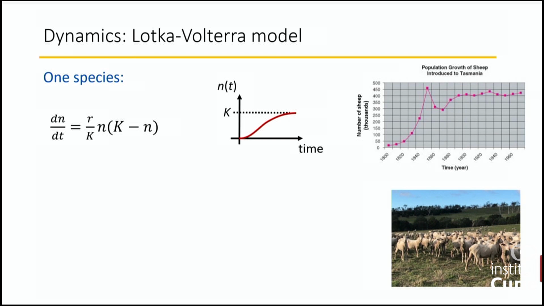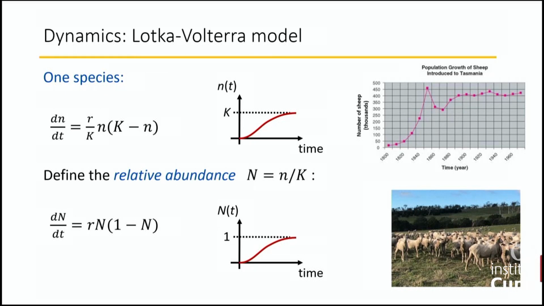The simplest description that would do both the exponential growth and the saturation is the logistic equation that you can see here, where little n is the number of individuals. And this K is known as the carrying capacity. Great, that's easy enough.